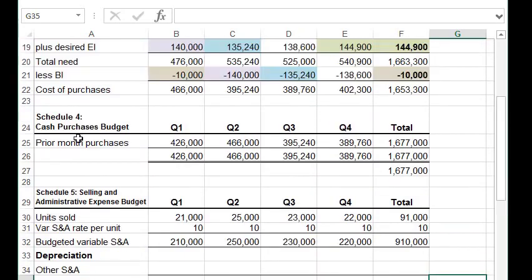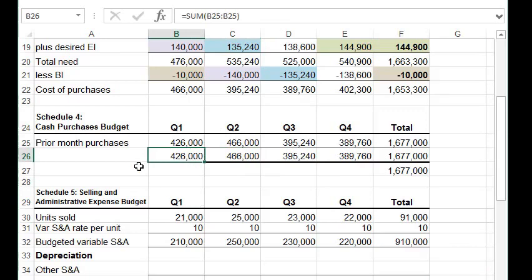Moving down, we have a budget for cash. When do we pay out the cash for our inventory purchases? Well, that information is also in bullet 3, and it's pretty simple in this case. Our rule was Attaboy pays for its purchases in the quarter following the purchase. So quarter one's purchases get paid for in quarter two. Quarter two's purchases get paid for in quarter three. So the formulas here are fairly simple, as you can see up here.